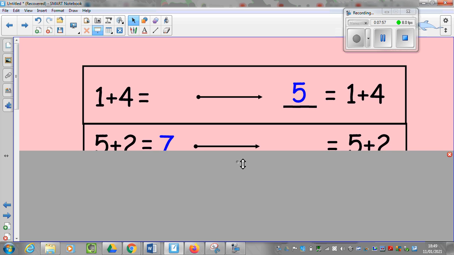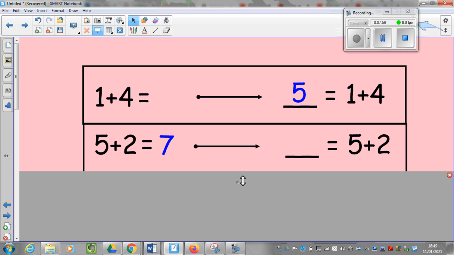So then, have a go down here. This time, I want you to write in the missing number. I'm not going to do this one with you. You're going to do it yourself. So 5 add 2 equals 7.